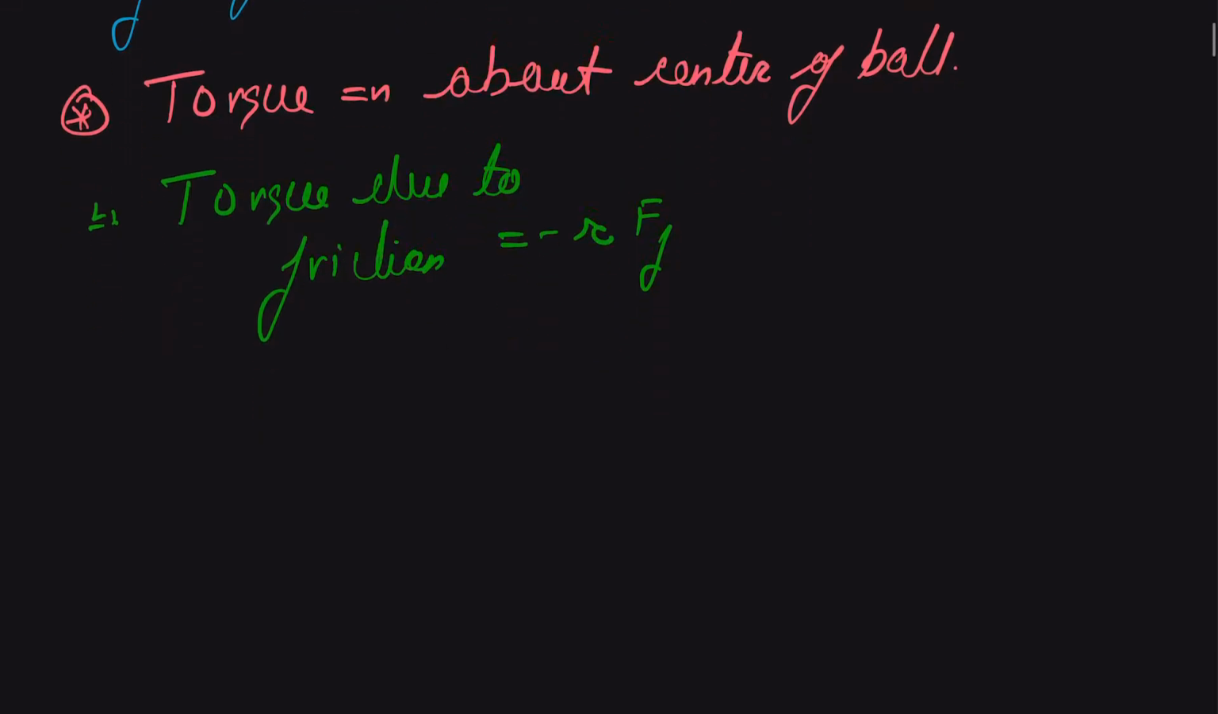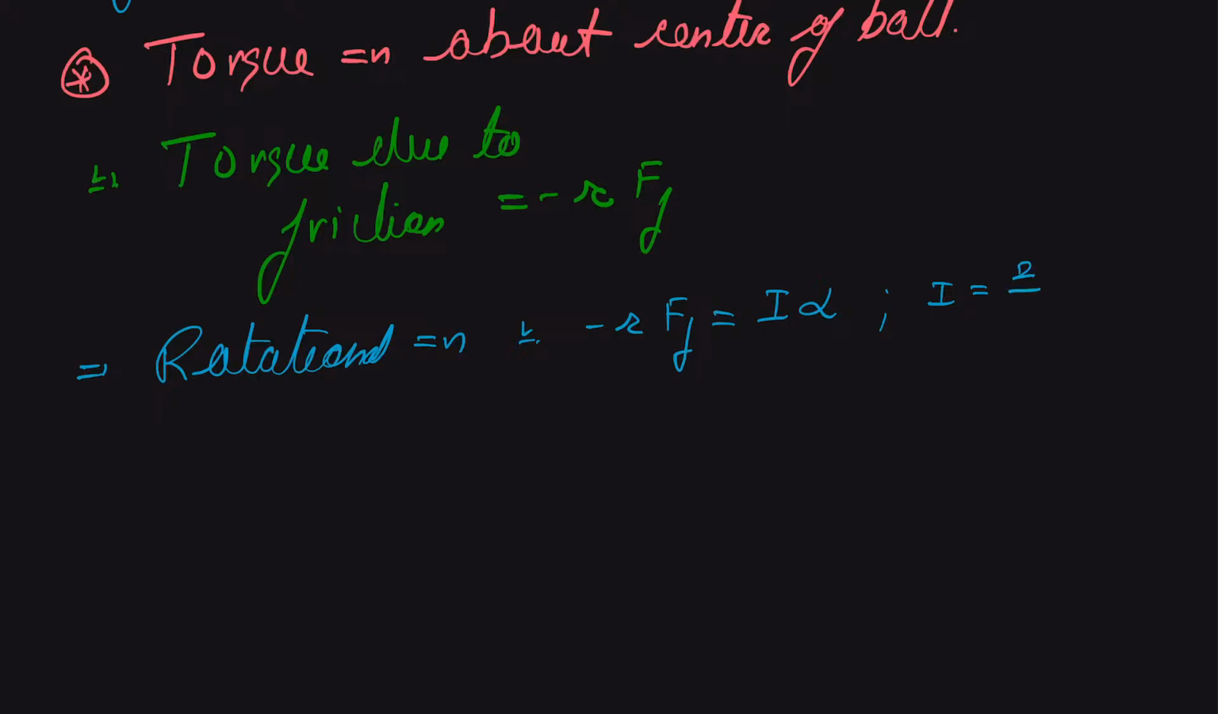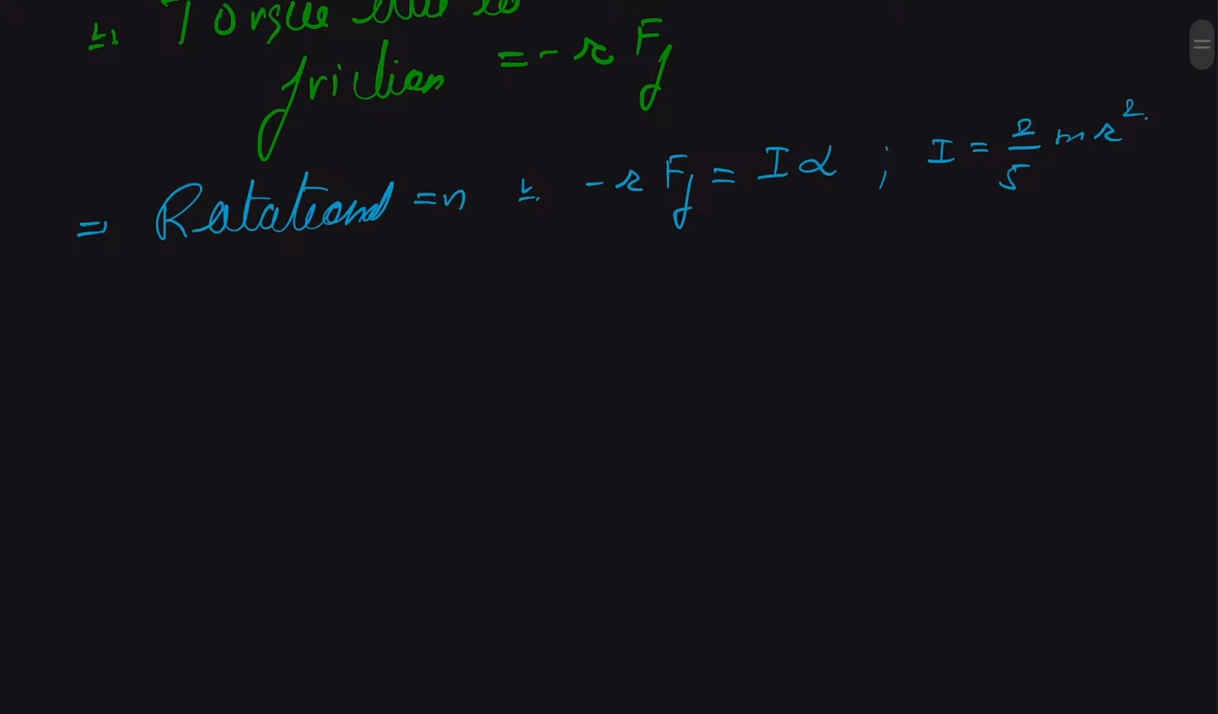And from here, we can easily write the rotational equation. The rotational equation gives us minus r f of f is equal to our moment of inertia times alpha, the angular acceleration. And we know that for a solid sphere, the moment of inertia is 2 by 5 mass into radius square. Now we can use the no slip condition and solve it further.